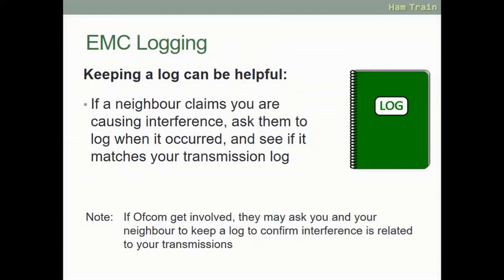Before Ofcom get involved, when the neighbour first complains, it might be helpful to keep a log of when you transmit and ask them to keep a log of when they receive the interference, because the interference may not be coming from you. It is a very common trope for someone to say, "Oh look, that person's put up an antenna, I'm going to receive interference from them," and then go and complain. Ask them to keep a log of when they're receiving the interference. You keep a log of when you're transmitting, and you can compare the logs and say, well, yes, that is me, or no, that isn't me.